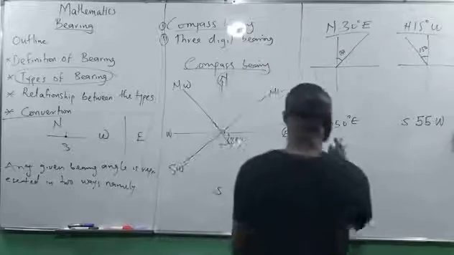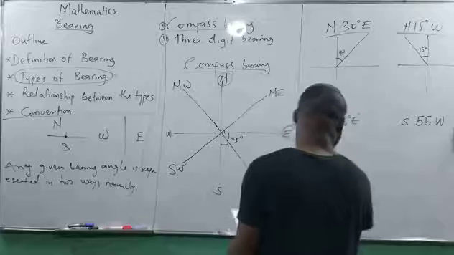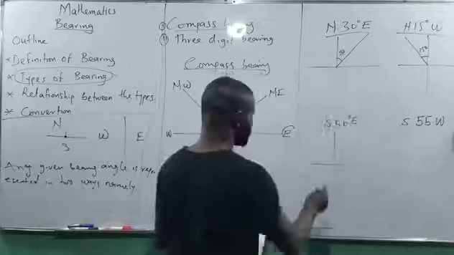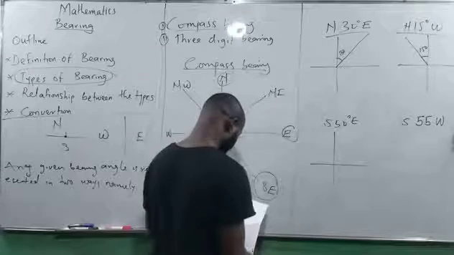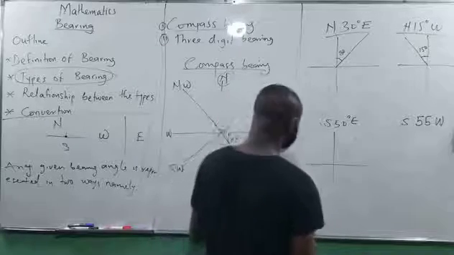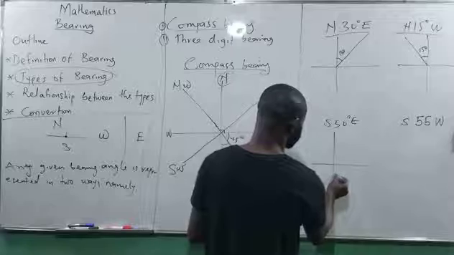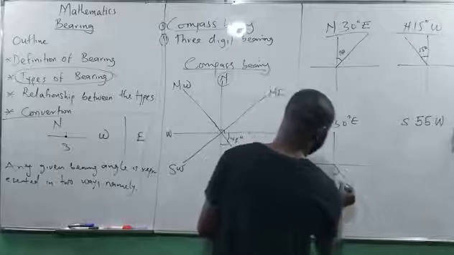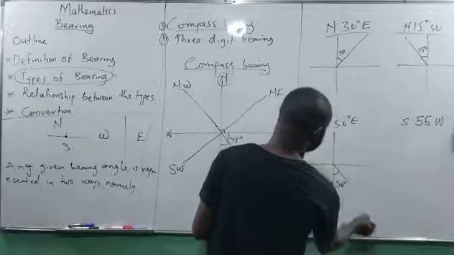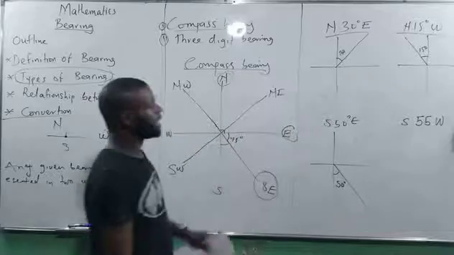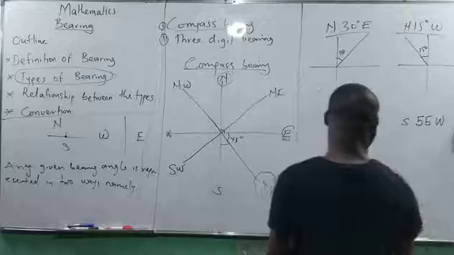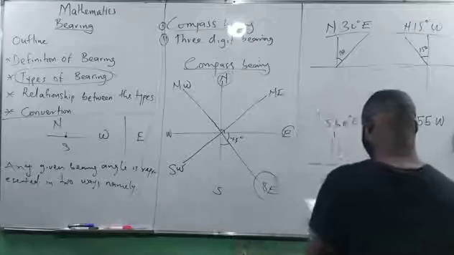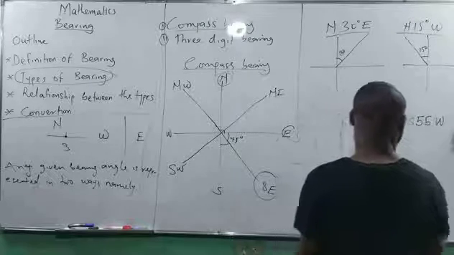Now this one is south of east. Can you see south of east? It means I'm talking about 50 degrees south of east. Now the next one, I'm working on 55 degrees south of west. 55 degrees south of what? West.